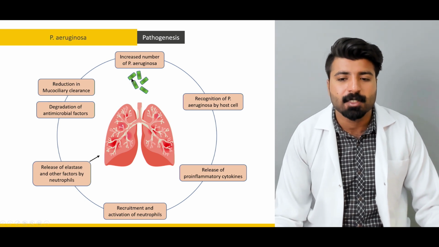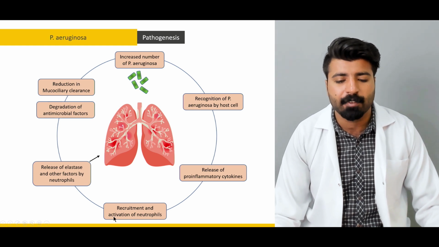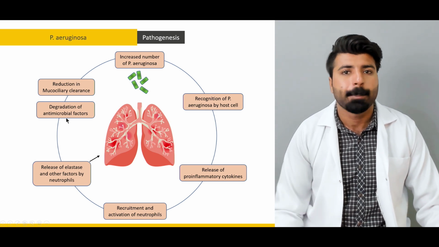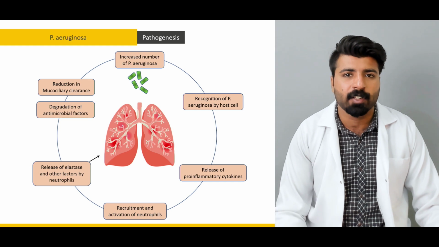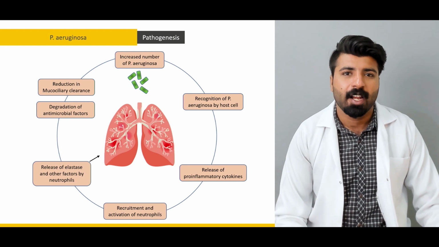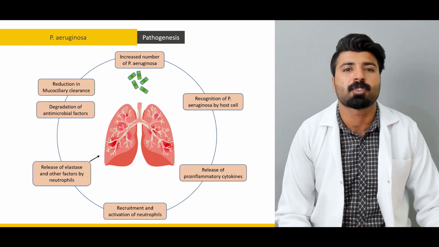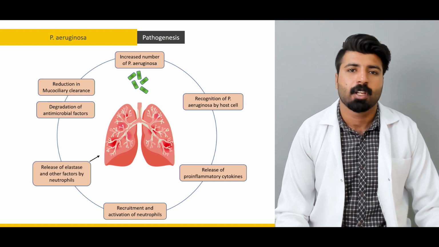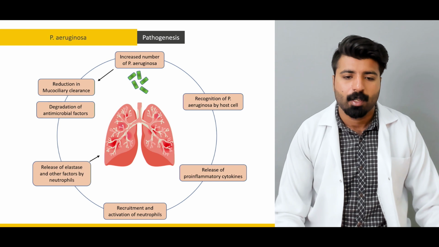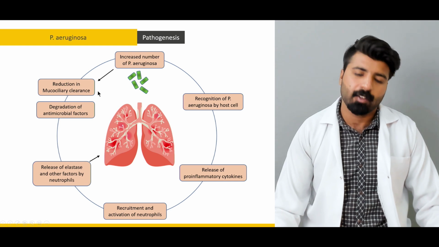But in this pathogenesis, in which it came in and got recognized, pro-inflammatory cytokines were released, neutrophils were activated and recruited, and elastase was released, in this whole pathway the mucociliary response is gone. The mucociliary escalator is not working at all. So this will start accumulating. And when the junk starts accumulating, it gives the organism a perfect place to colonize and cause the infection, because even the debris is not being removed. So an increased number of P. aeruginosa is going to lead to reduction in mucociliary clearance.